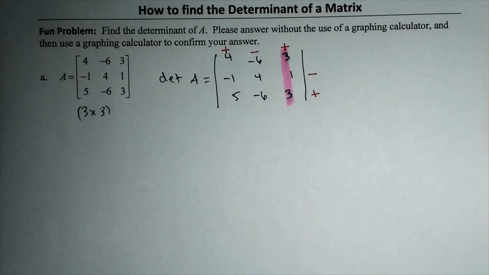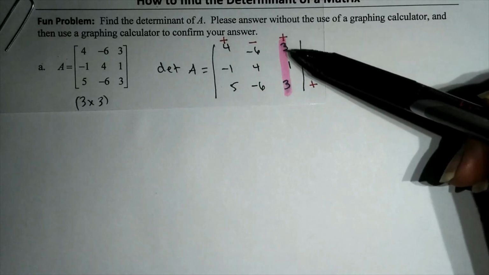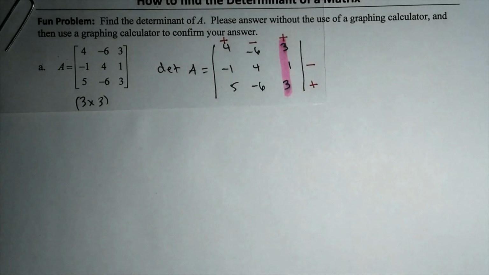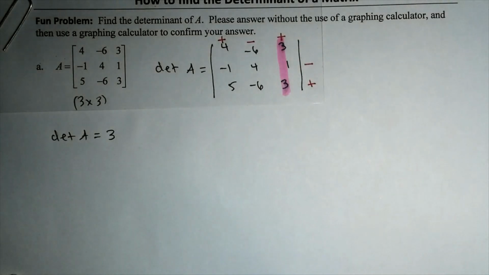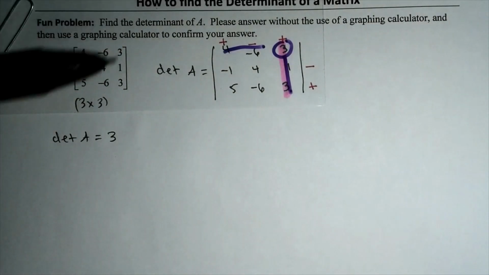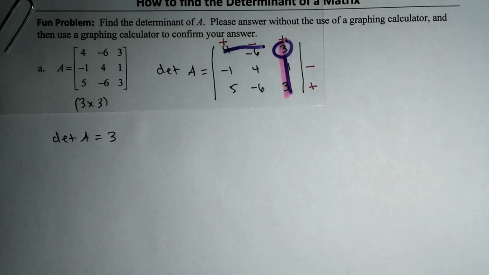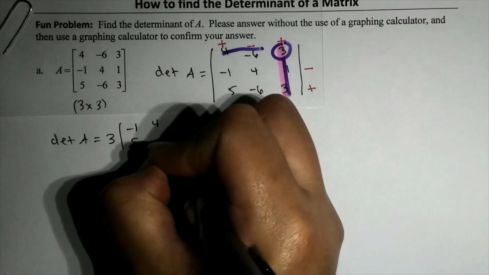Let me prep it up with my special effects. Okay, so special effects are in full effect. We have established that we're going to expand the third column. Sorry about that. We're going to start off with +3. So the determinant of A equals +3 times the minor, the determinant formed by the leftover elements when we cross out the row and column. It's going to be the 2 by 2 matrix given by -1, 4, 5, -6. Cool, fantastic. We're done with that element.